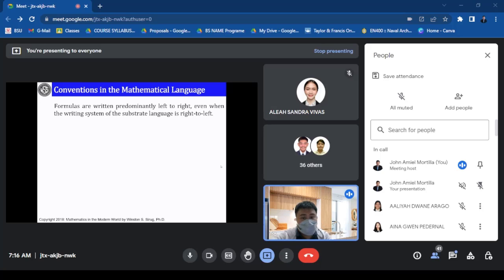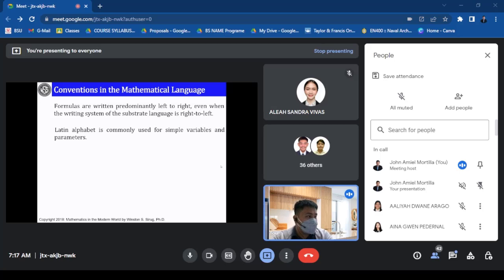Okay, so formulas are written predominantly left to right, even when the writing system of the substrate language is right to left. So you may see, for example, Arabic. Then we have Japanese, Chinese, and Koreans, who sometimes write from top to bottom. But internationally or worldwide, the mathematical language is written always left to right.